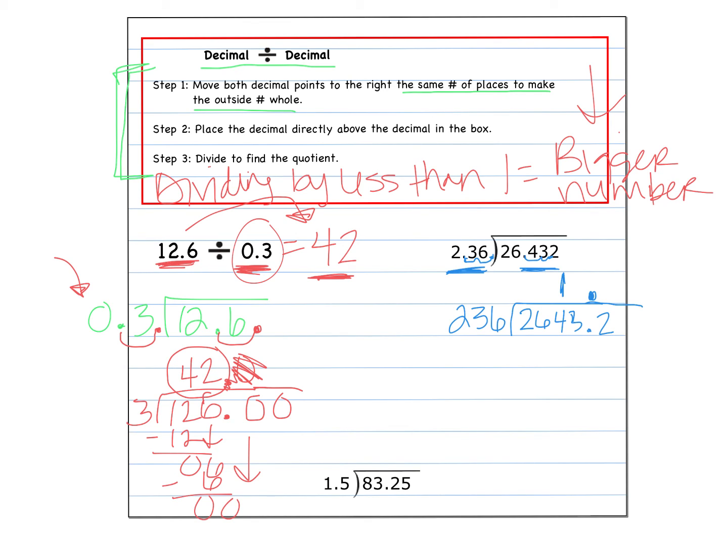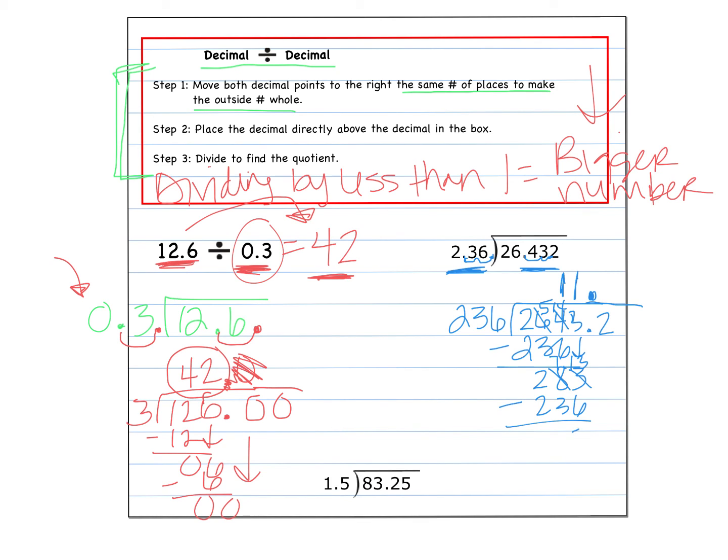1 times 236 is 236. So now I'm going to subtract. I can't do 4 minus 6, so I'm going to take 10 over. So 14 minus 6 is 8. 5 minus 3 is 2. And then I'm going to bring that 3 over. I know 236 can go in there one time. 1 times 236 again. So let's subtract.